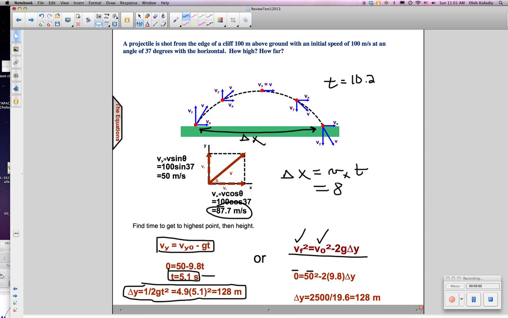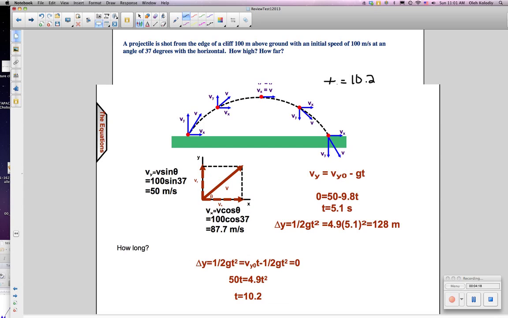We could also have found how long it takes to hit the ground over here at the end by noting that delta y, as it goes from this point to that point, is 0 because it's at the same height. So setting that equal to 0 and solving that equation for t, we also get 10.2 seconds.